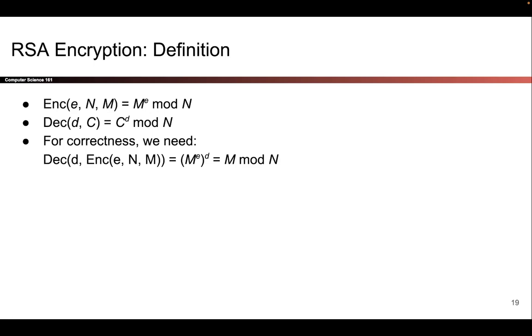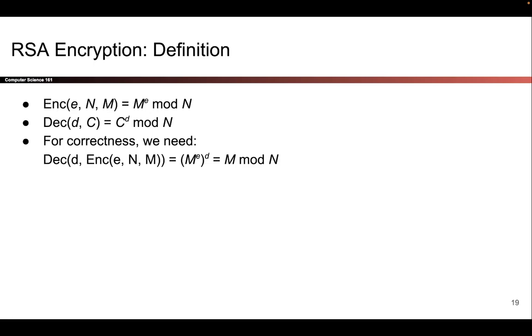And to decrypt something, you take in the secret key, which is d, and the ciphertext, which is c, and you compute c to the d mod n. So in other words, encryption is raising to the e power, e for encryption, and decryption is raising to the d power, d for decryption, and that's it. So that's how you define RSA encryption.